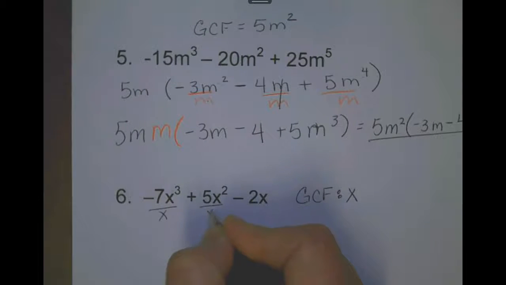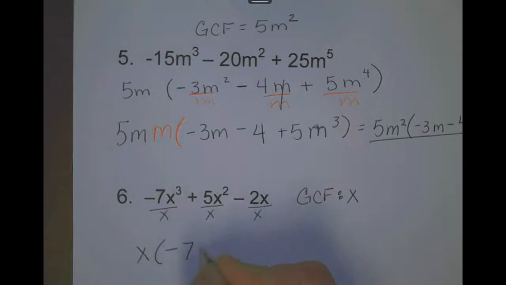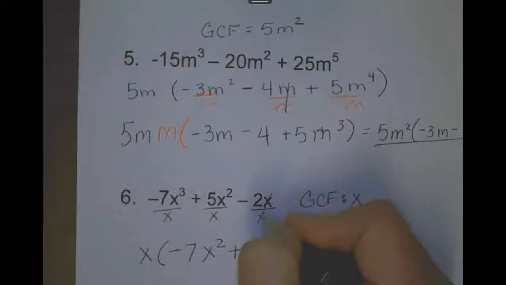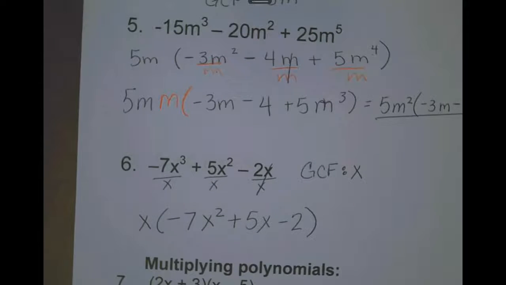This x that I'm going to factor out is going to come out in front. That's going to cancel one of those. That's going to cancel that one. The way you can check is you can distribute that out and see if you have the original problem back.